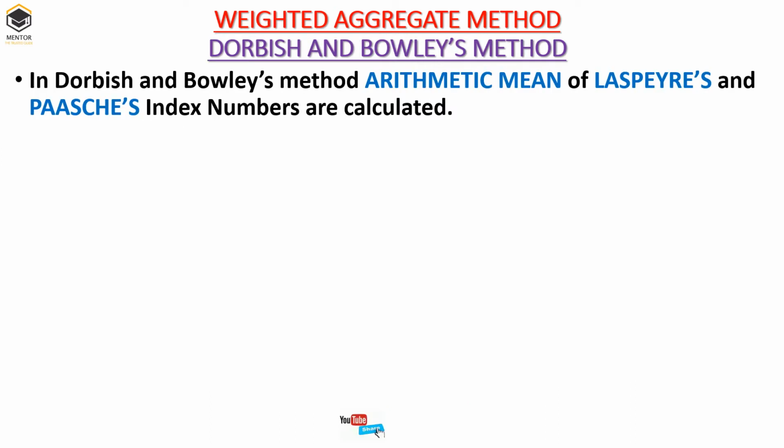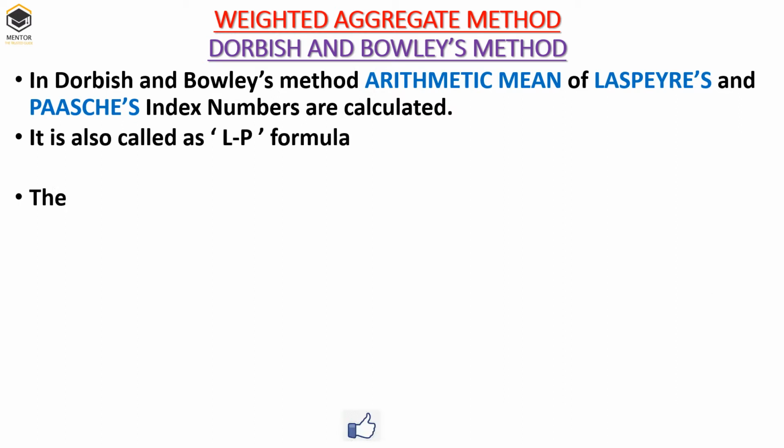Next we have Bowley's method. In Bowley's method we are going to take the arithmetic mean of Laspeyres and Paasche methods. In Fisher's we calculated the geometric mean, but here we are going to take the arithmetic mean. This is also called the LP formula.